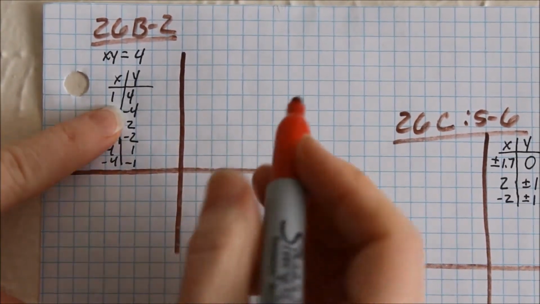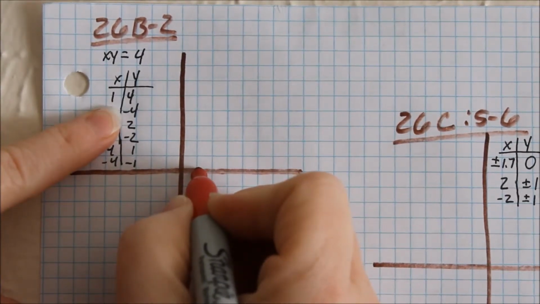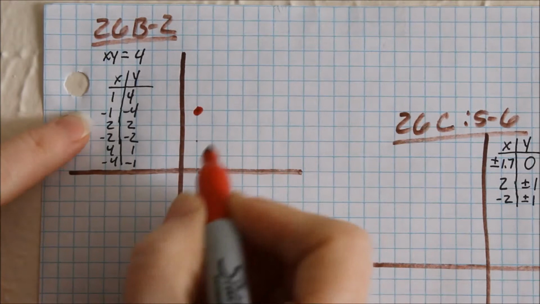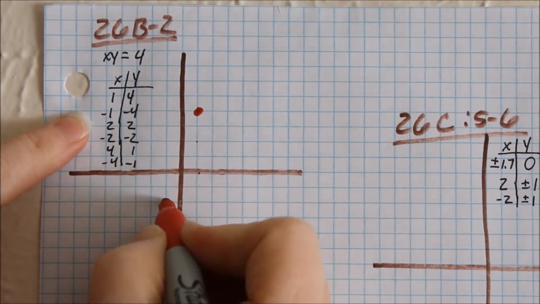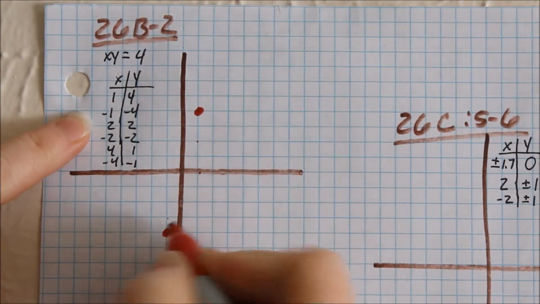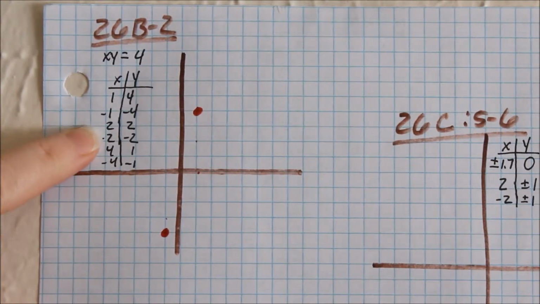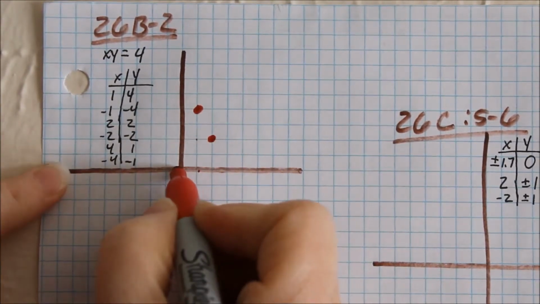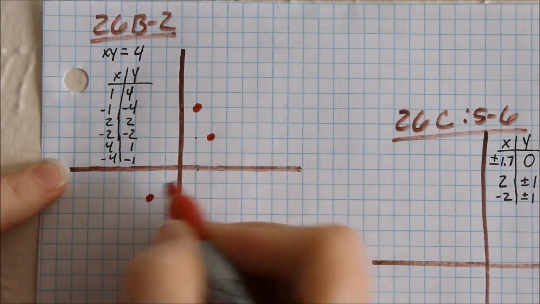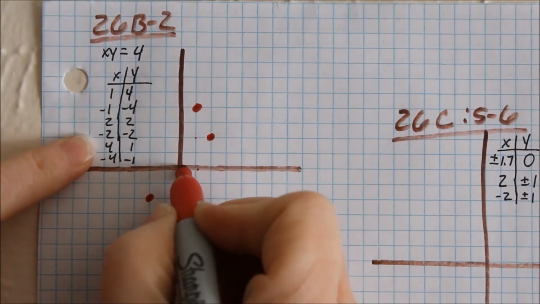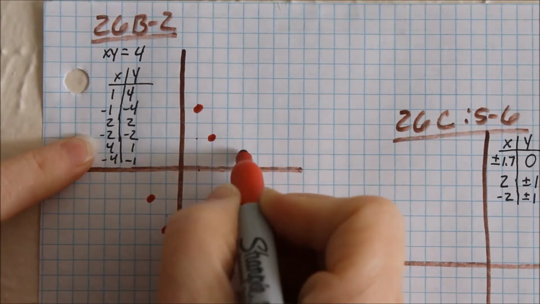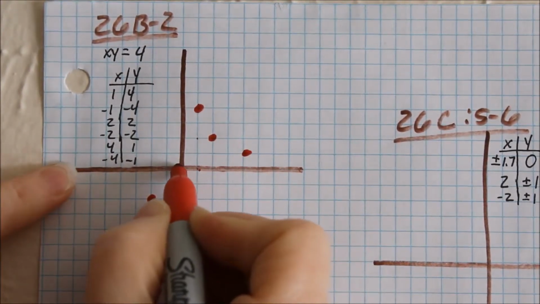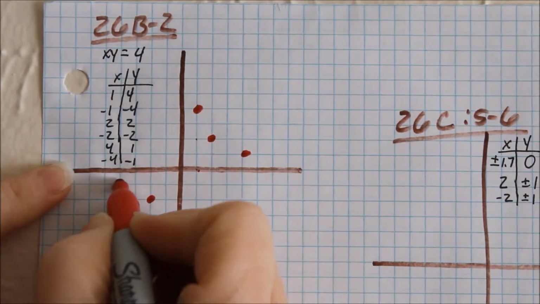So our points were 1 and 4. So over 1, 1, 2, 3, 4. -1, and then down 4, 1, 2, 3, 4. Remember, these are mirror images of each other. And then 2, 2, and -2, -2, over 4, up 1, 1, 2, 3, 4, up 1, 2, 3, 4. And then -4, -1, 1, 2, 3, 4, -1.